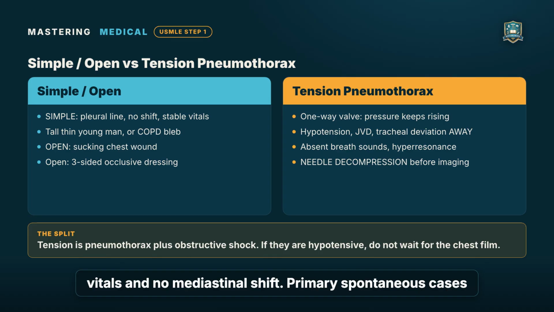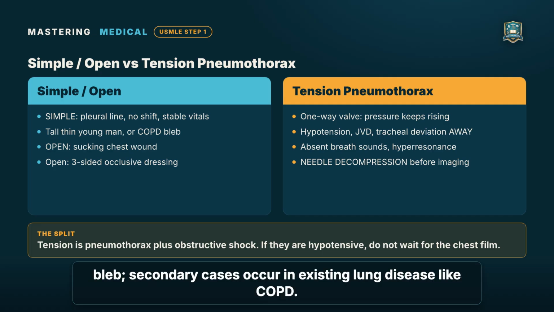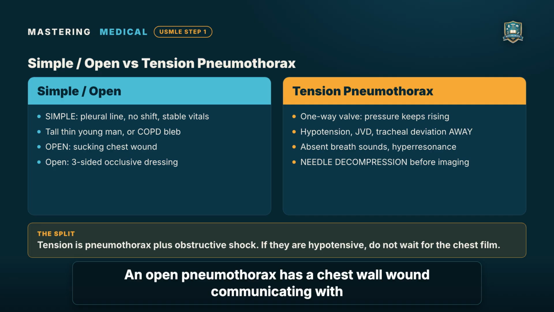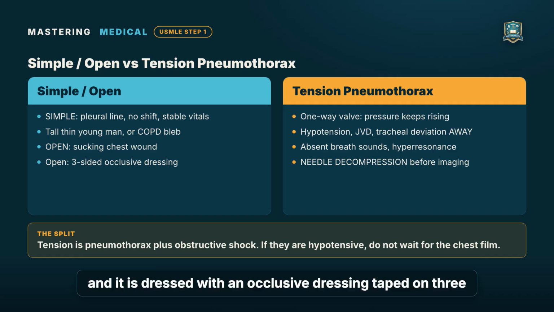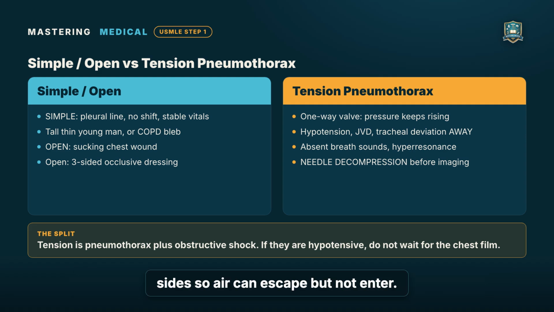Primary spontaneous cases are classically a tall, thin young man from a ruptured apical bleb. Secondary cases occur in existing lung disease like COPD. An open pneumothorax has a chest wall wound communicating with the pleural space, the sucking chest wound, and it is dressed with an occlusive dressing taped on three sides so air can escape but not enter.